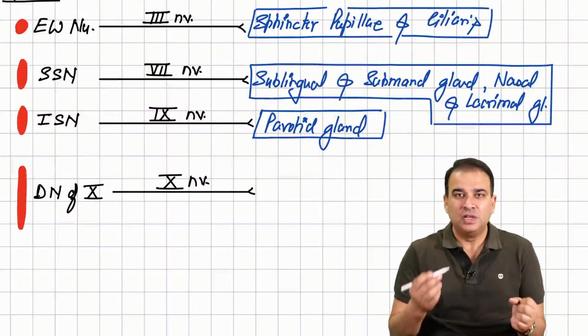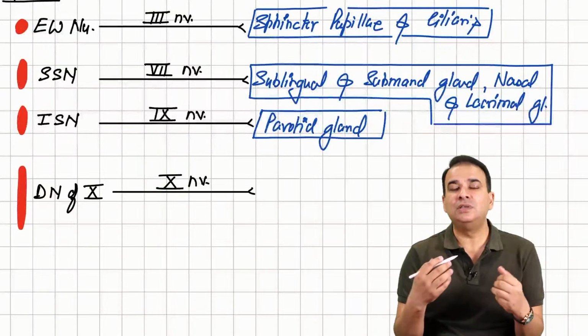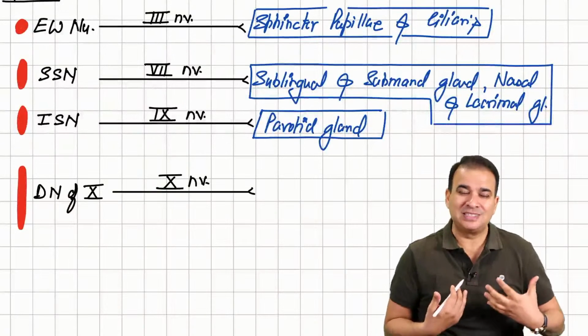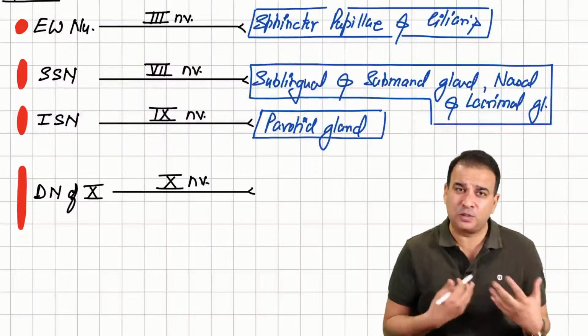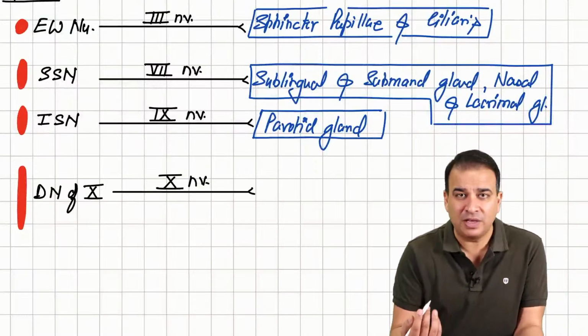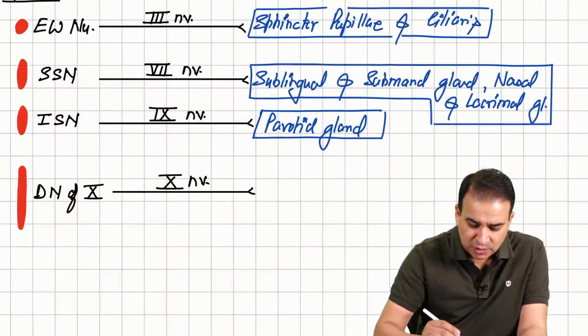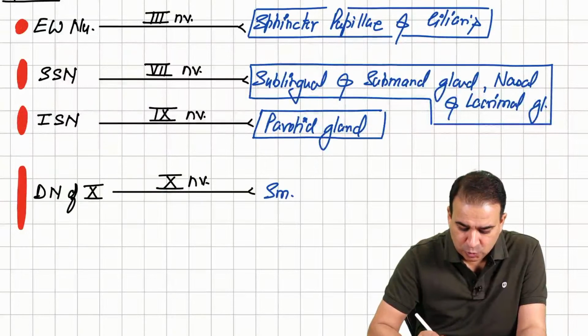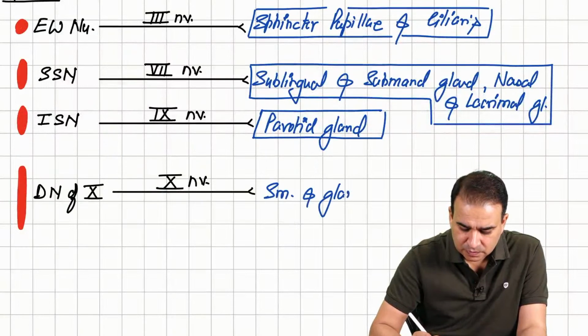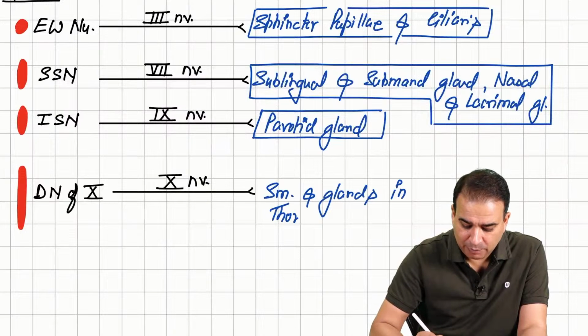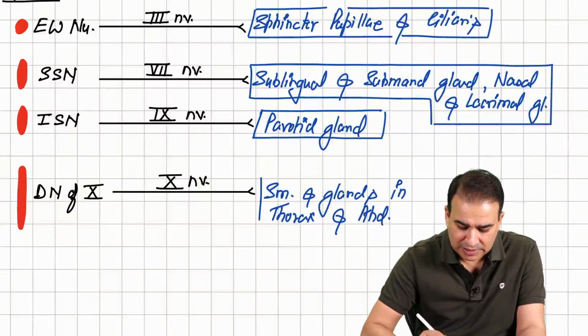That is the vagus nerve. So when it comes to the smooth muscles in the thorax, or smooth muscles in the abdomen, or gastric glands or esophageal glands, they are taken care of by the vagus nerve. So it's the vagus nerve's responsibility to supply the smooth muscles and glands in the thorax and abdomen.